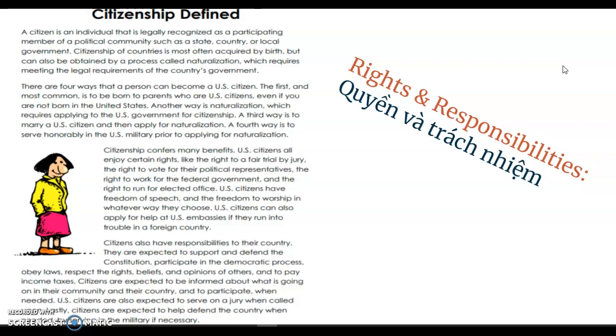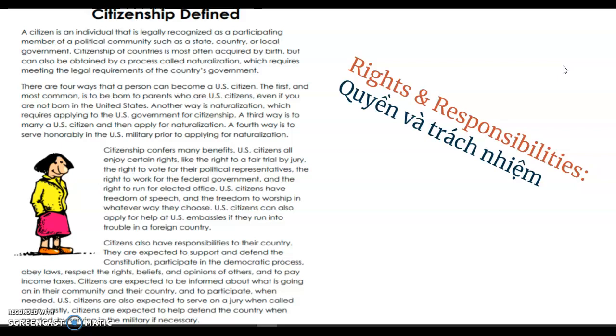A citizen is an individual that is legally recognized as a participating member of a political community, such as a state, country, or local government. Citizenship of countries is most often acquired by birth, but can also be obtained by a process called naturalization, which requires meeting the legal requirements of the country's government.